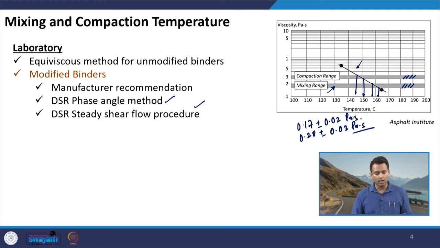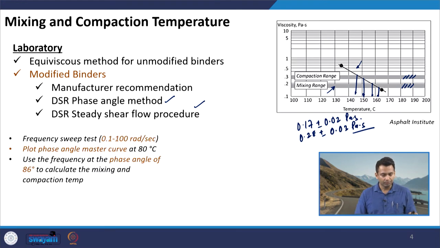So, what happens in the phase angle method? We will carry out a frequency sweep test on the binder at 0.1 to 100 radians per second, at a minimum of 3 temperatures. And then, because we have 3 temperatures, we will plot a master curve at 80 degrees Celsius. So we will plot a phase angle master curve, and we have already discussed the concept of master curve.